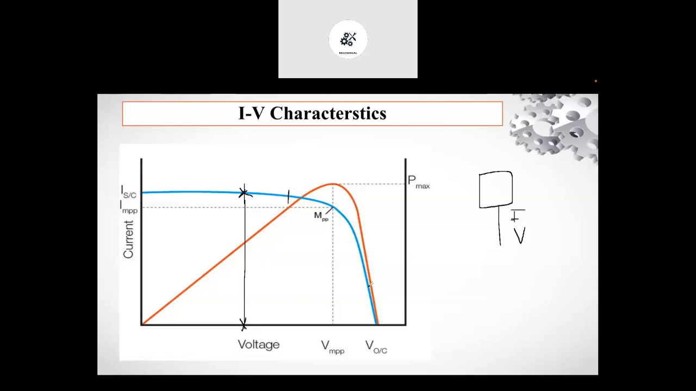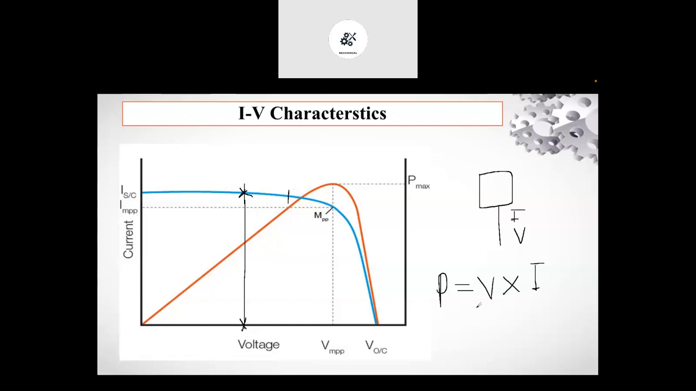As we increase the voltage, after some point, if you consider from this particular point onwards, the intensity of the current is going to change. Means if we increase the voltage developed by the panel, in that case we lose current. So because of that, what will happen? The power is going to be lost.